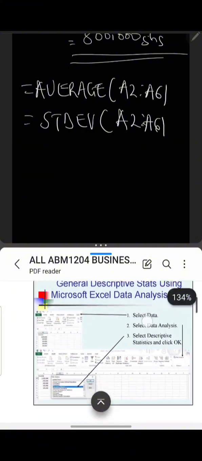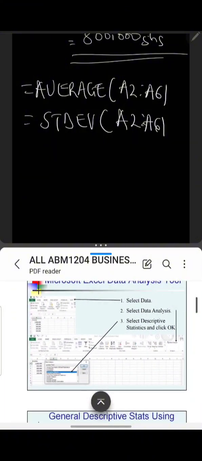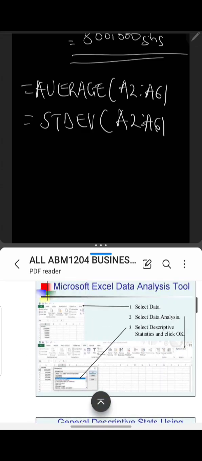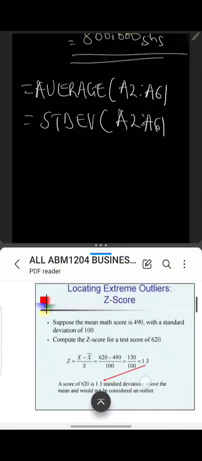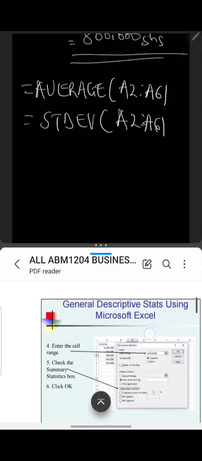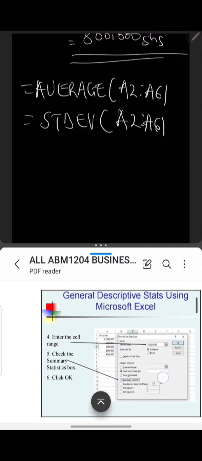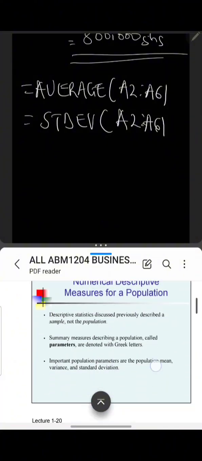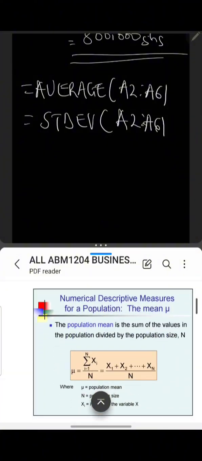This is more clear. Select the data, select data analysis, select descriptive statistics, and click OK. Go to data analysis, and it does all of them for you at once. If you don't want to enter them one by one, just go and select that. We shall cover that later on. I think that's it for today.